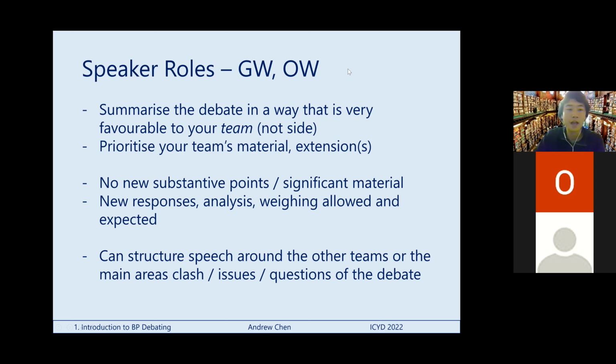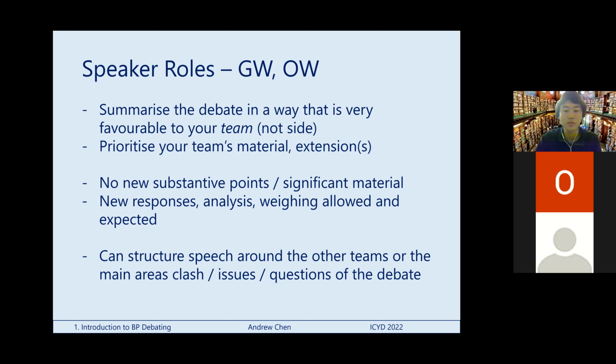However, everything else is allowed. So you can come up with new responses to arguments that other teams have made. You can come up with new analysis for arguments that your team has already made. So for example, if your member has stated an argument and only done a little bit of explanation on it, you can give a lot more explanation about why it's true, why it's important, all of that. You can have new weighing, which is explanations of why certain material, ideally the material that your team has brought, is really important within the debate relative to that of other teams. And all of these things, new responses, new analysis, and new weighing, are allowed, and we expect to see them from whip speeches.